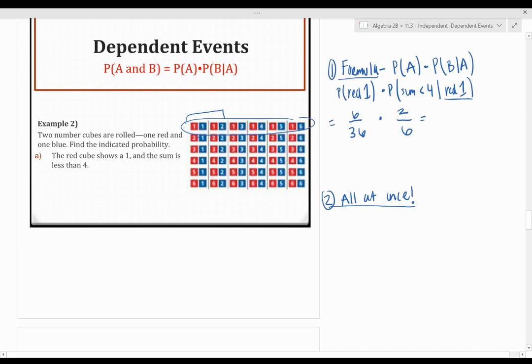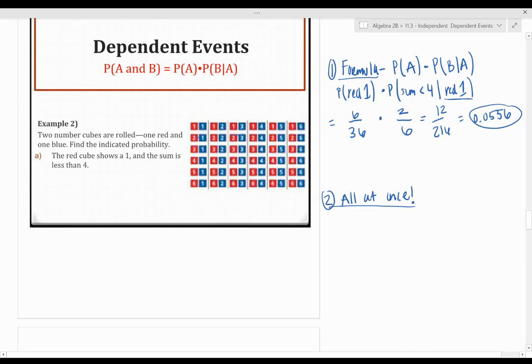So when I go ahead and multiply that out, I'm going to get 12 out of 216, which is 0.0556. I could have done this entire problem just by looking at the two characteristics all at once.